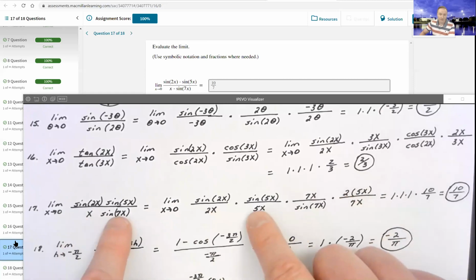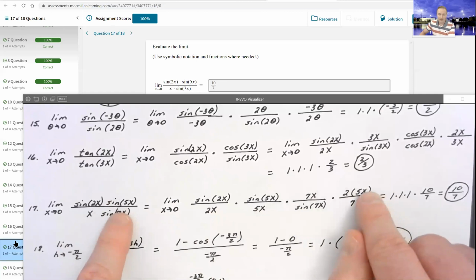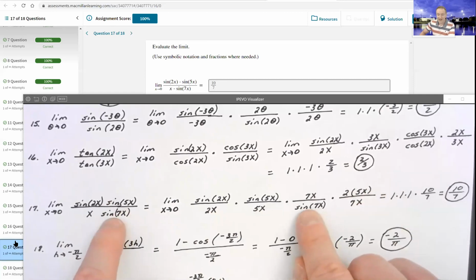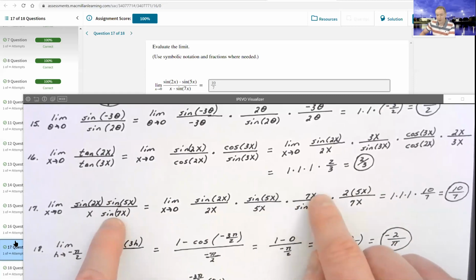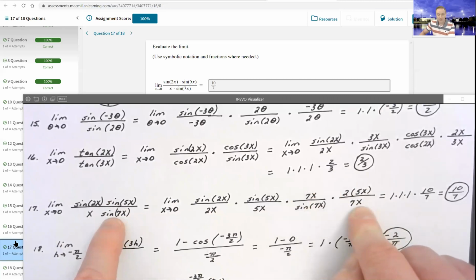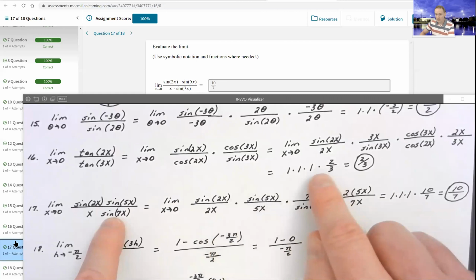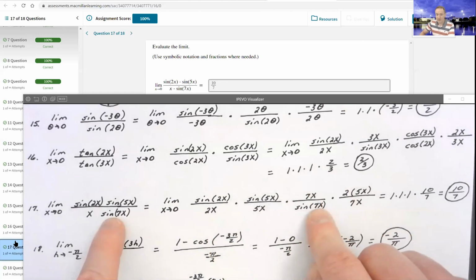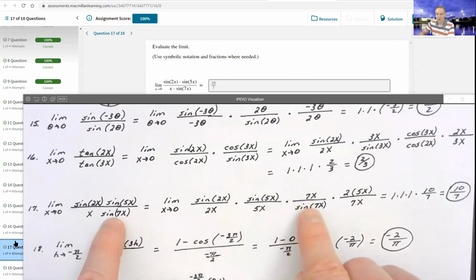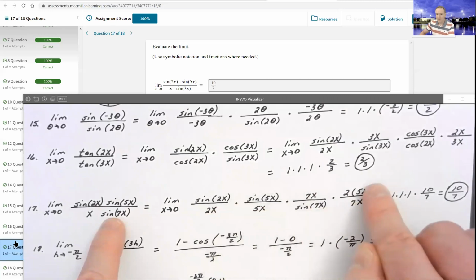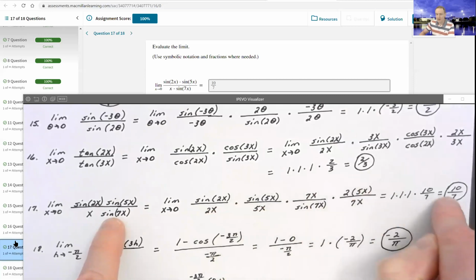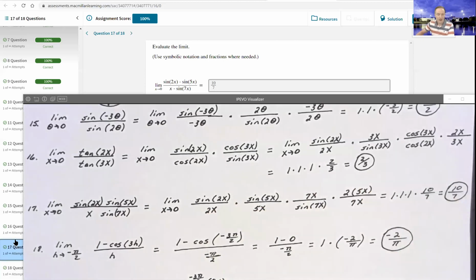And then I needed the whole 5x for the sine of 5x, so I had to multiply by 5x up here. Now, for the sine of 7x in the denominator, for this part of the fraction, I can say, well, I need a numerator of 7x. So I multiplied the numerator by 7x, have to multiply the denominator by 7x. Now, anytime you have the sine of an angle over an angle, or an angle over the sine of that angle, if that angle is going to 0, these fractions are going to 1 as we take the limit. So I have 1 times 1 times 1. This last one, the x's would cancel, and you'd be left with 10 sevenths. Gorgeous stuff.